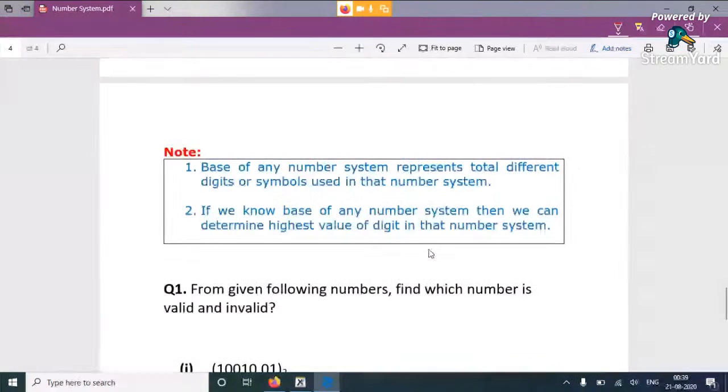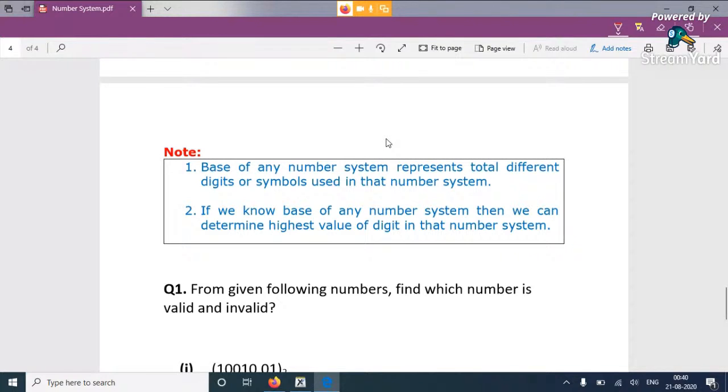Note: I'm going to tell you about the importance of base. The base of any number system represents the total number of different digits or symbols used in that number system. This is the first point. Second point, if we know the base of any number system, then we can determine the highest value of a digit in that number system. We can also determine the range of digits in that particular number system.